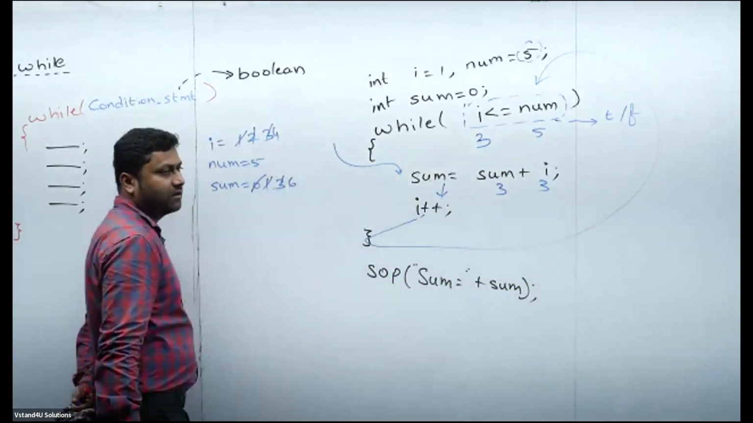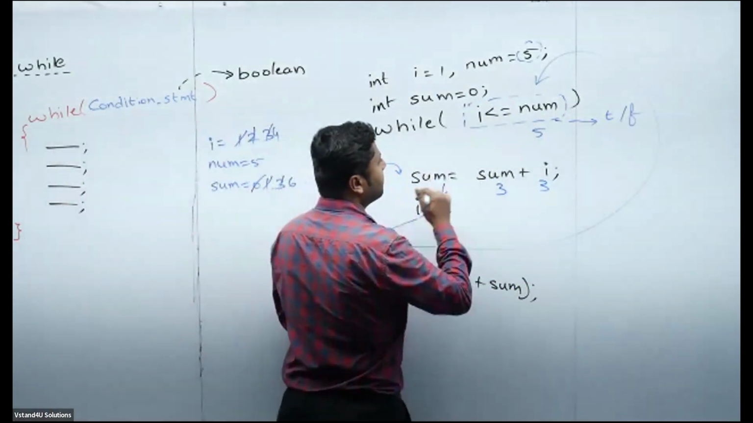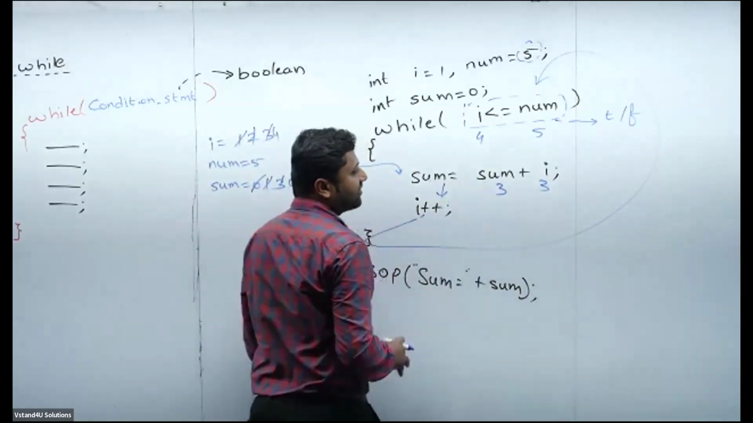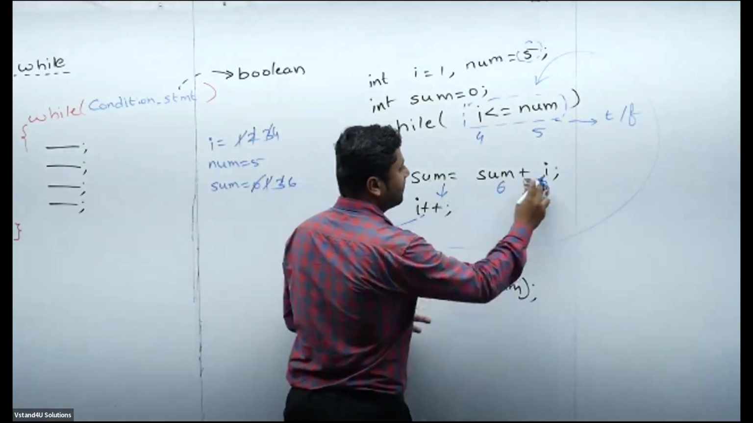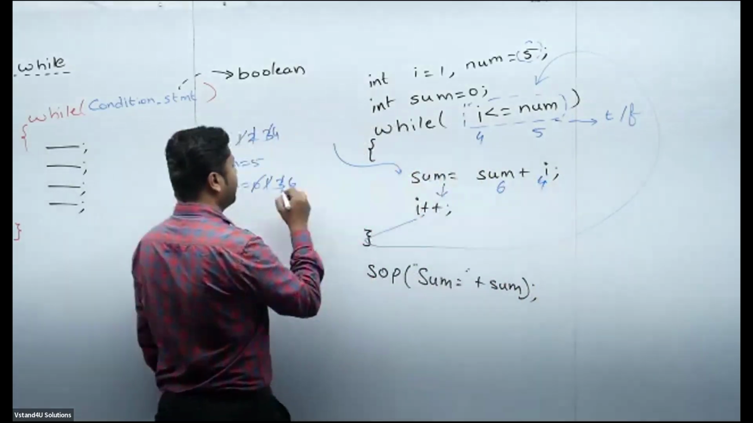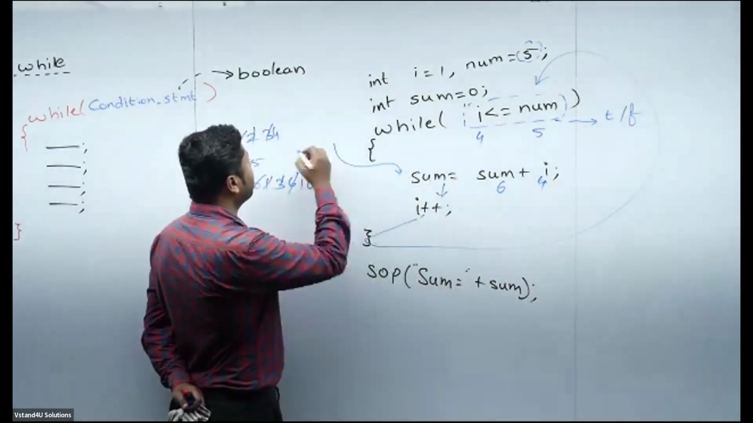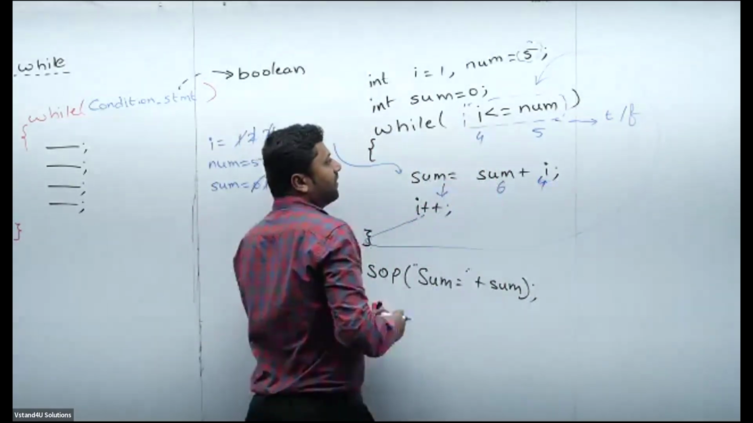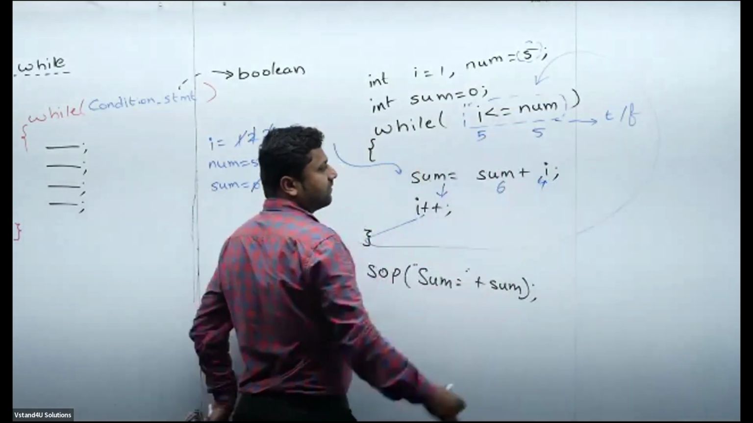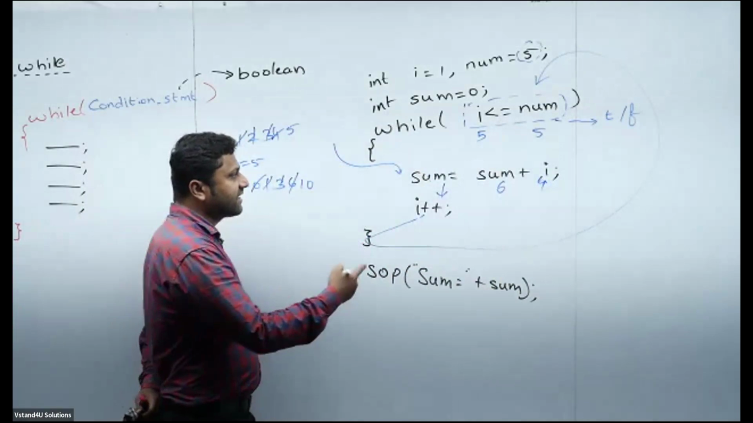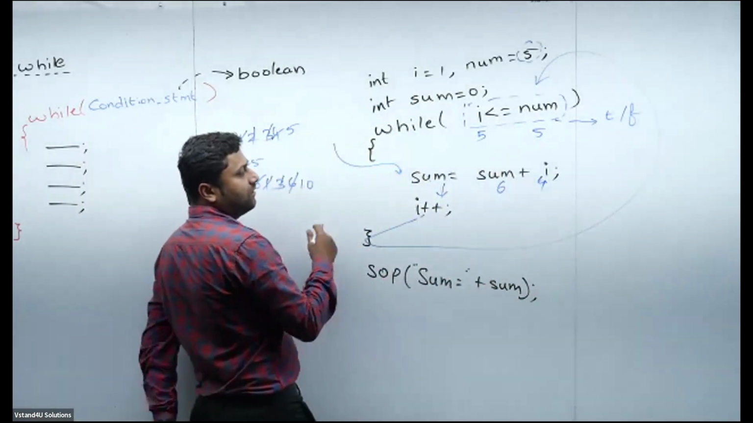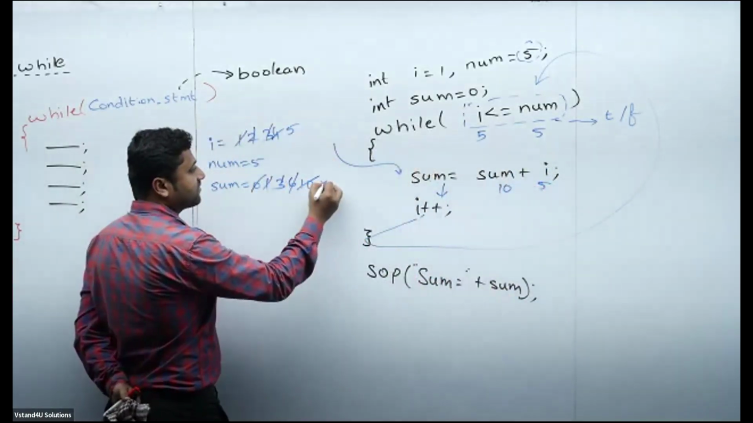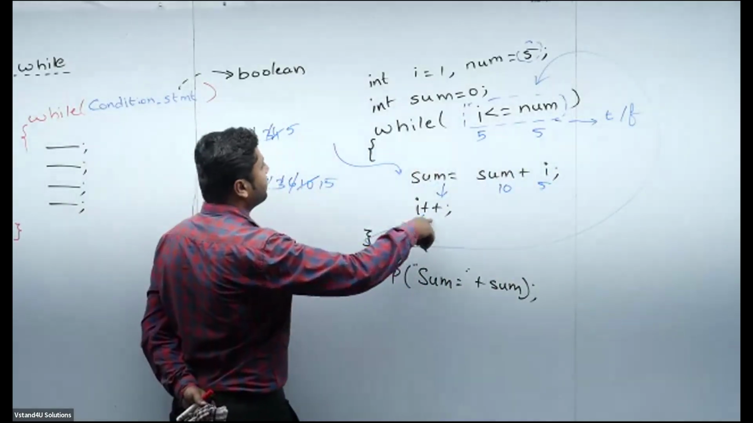Are you with me? Then you tell me, 4 is less than or equal to 5 condition. If the condition is true, once again the sum value is 6 right now, i value is 4. Then 10 will be stored in sum. i will be incremented to 5. Am I clear? Once again, is 5 less than or equal to 5? Condition is true. Once again, the sum value is 10 right now, i value is 5. So 10 plus 5 will be stored in sum. i will be incremented to 6.